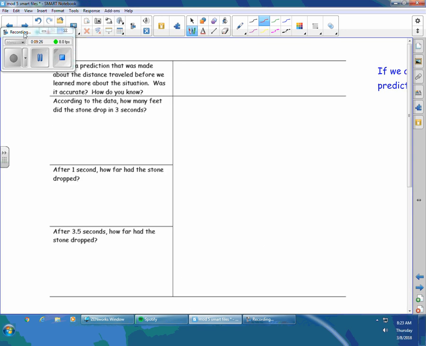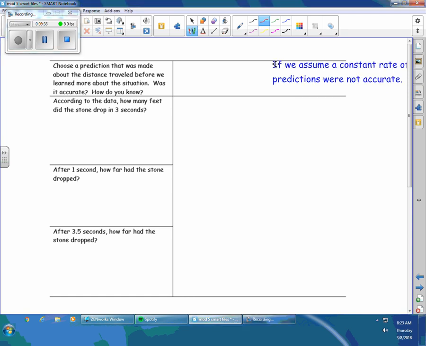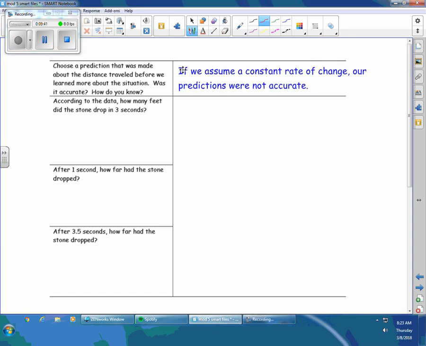Choose a prediction that was made about the distance traveled before we learned more about the situation. Was it accurate? Well, if I were talking about the predictions that we used when we were assuming that it was linear, no, because if we assume that it's a constant rate of change or a linear change, our predictions were not accurate. According to the data, how many feet did the stone drop in 3 seconds? The stone dropped 144 feet in 3 seconds.